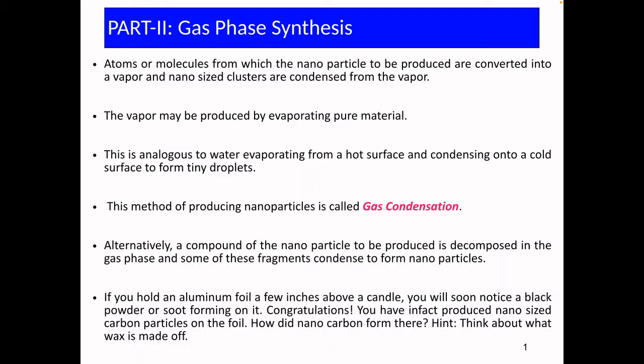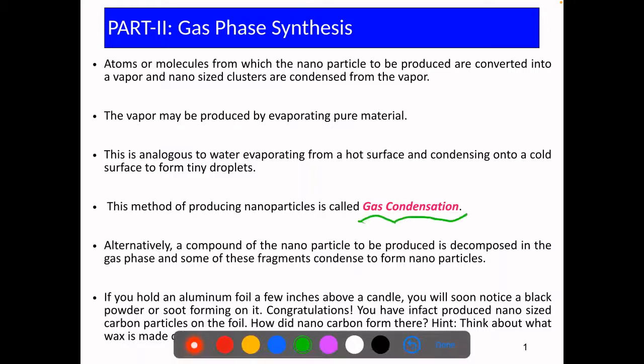Gas phase synthesis, the idea is the same for almost all sorts of different routes, and that idea is the fact that atoms or molecules from which the nanoparticle is to be produced are converted into vapor and nano-sized clusters and then are condensed from the vapor. So the vapor may be produced by evaporating the material, and this is analogous to water evaporating from a hot surface and condensing onto a cold surface to form tiny droplets. This method of producing nanoparticles is called gas condensation.